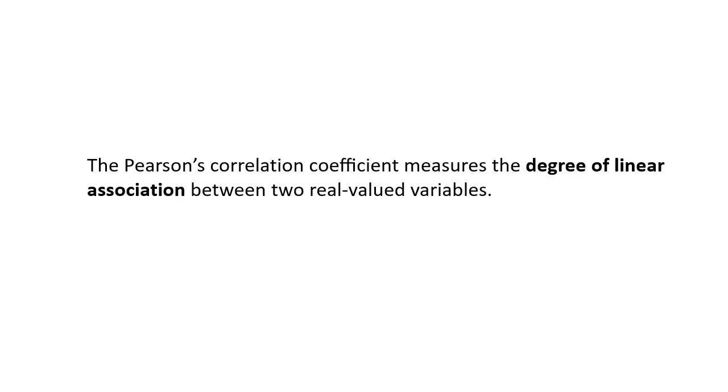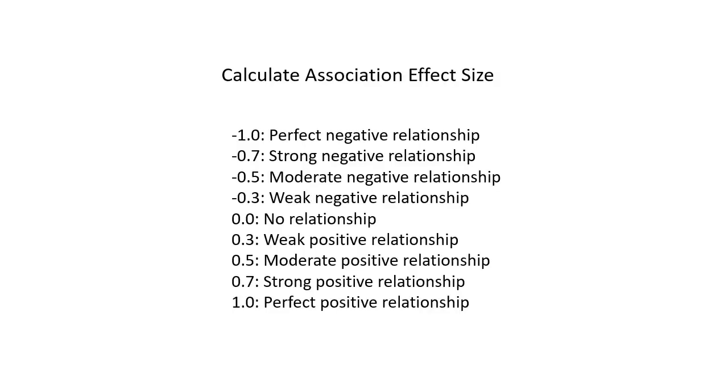The association between variables is often referred to as the r family of effect size methods. This name comes from perhaps the most common method for calculating the effect size, called Pearson's correlation coefficient, also referred to as Pearson's r. The Pearson's correlation coefficient measures the degree of the linear association between two real-valued variables. It's a unit-free effect size measurement that can be interpreted in a standard way. The calculations for the different levels are listed on the screen.